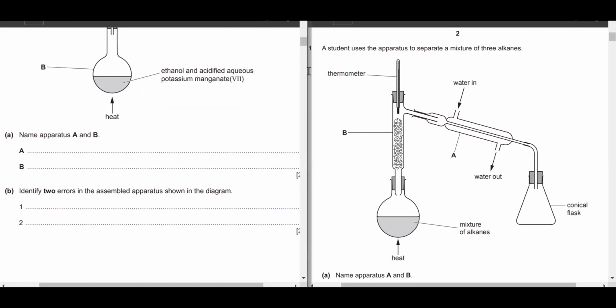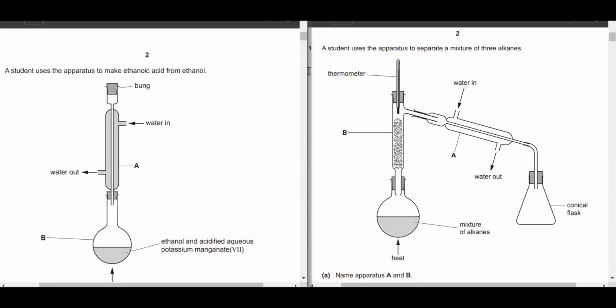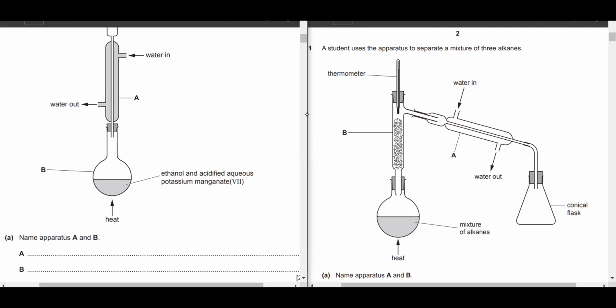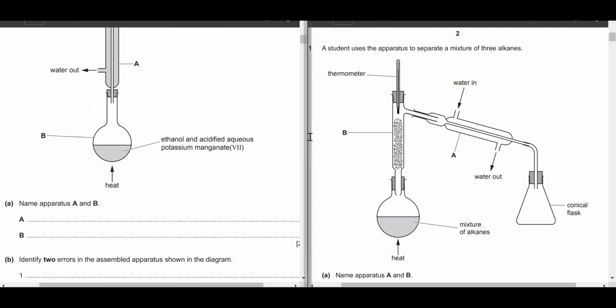Identify two errors in the apparatus shown in the diagram. So the two errors: what is error number one? This should be water out and this should be water in. That's one error. And the second error is that we are heating an organic compound directly. Heating any organic compound directly is an error because organic compounds are flammable, so we cannot heat them directly. Because of this, the mixture can catch fire.